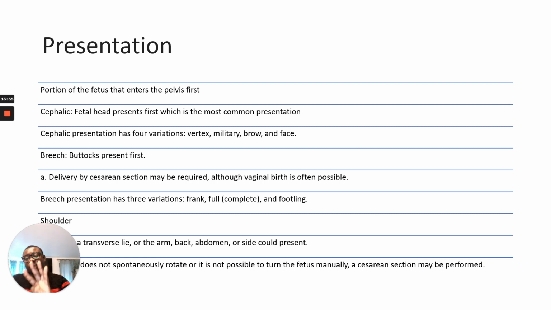So the fetal head presents first, which is the most common presentation, is referred to as cephalic presentation. Now, there are 4 kinds of cephalic. The 4 types are, as you can see on the screen here, vertex cephalic, mesenterocephalic, brow, and face. Now, the vertex is when the middle part of the head enters into the pelvic floor. That becomes a vertex cephalic presentation.